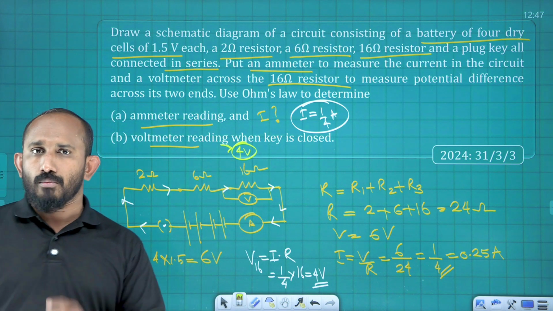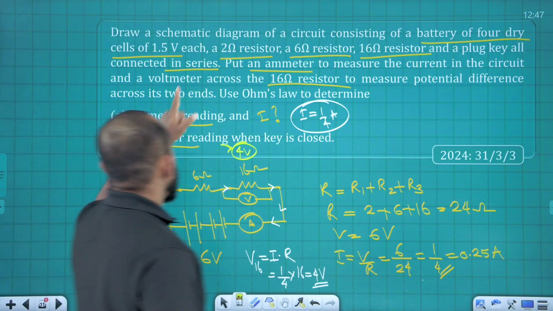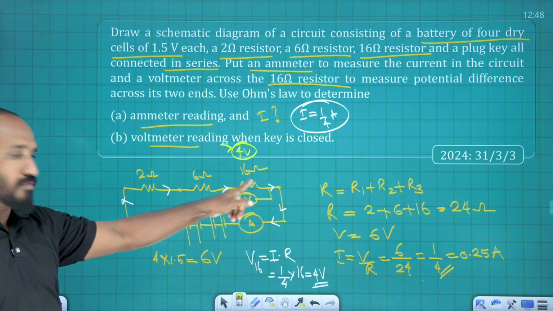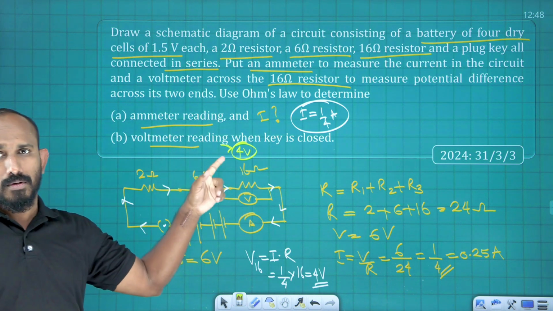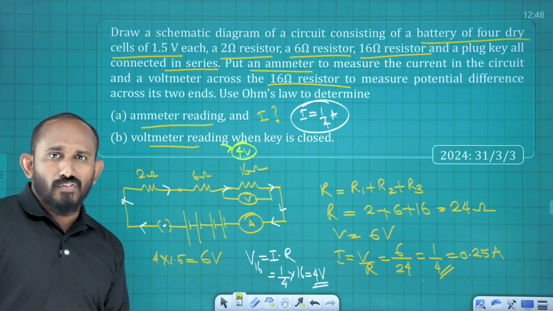That is across 16 ohm only. So Ohm's law we used for this purpose. Here, first we draw the circuit. Ammeter is there, voltmeter along 16 ohm. Then you solve it. Let's go for the next question.